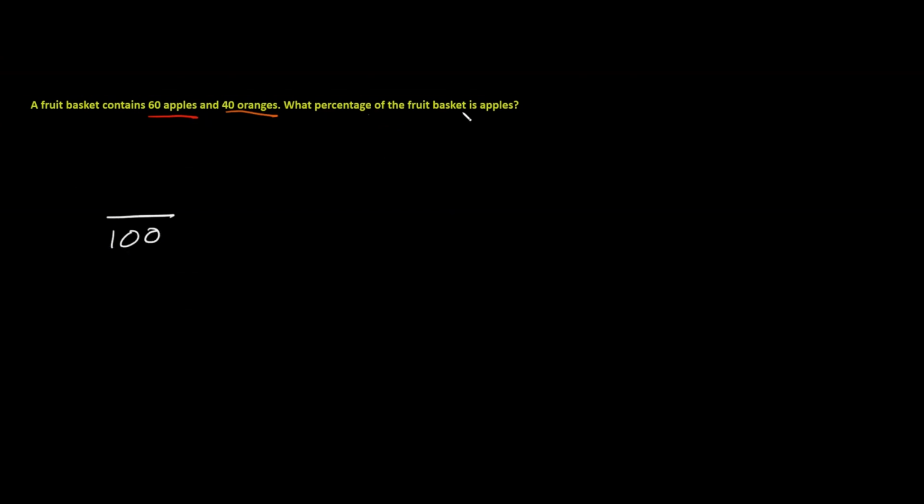And we want to know the percentage that is apples. So we can see here that out of the 100, there are 60 apples in the basket. So in order to find the percentage of apples, we're going to first turn this into a decimal.